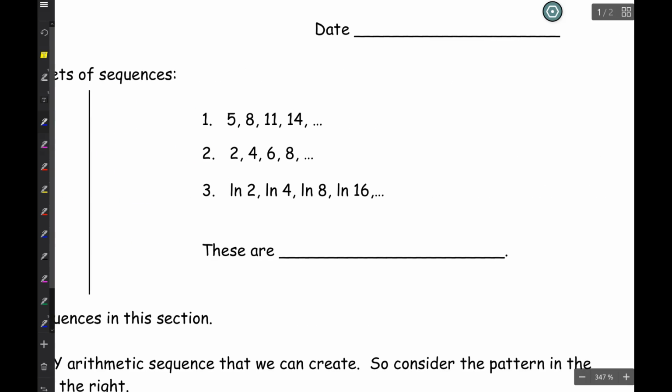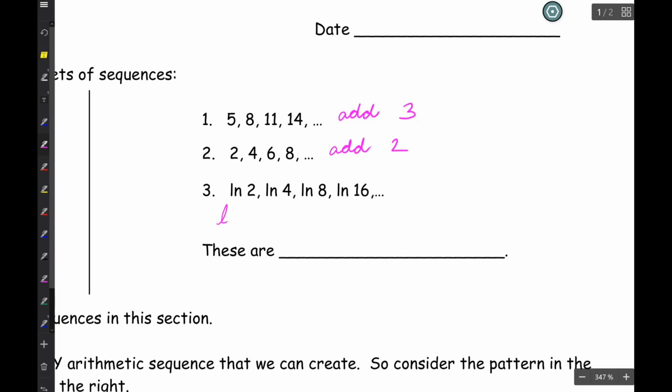The right column, what's happening between each term? Good. We're adding a value of 3. How about number 2? Adding 2 to it. Good. How about number 3? You're adding ln 2. And that is actually correct.